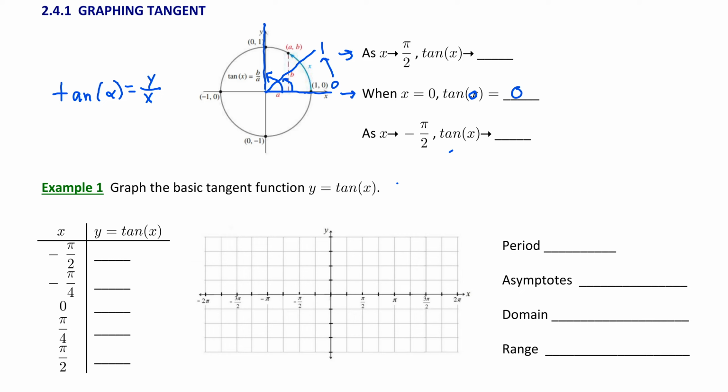As we continue rotating towards pi over 2, as the angle increases from pi over 4 to pi over 2, the value of tangent also increases. But as soon as we approach or reach pi over 2, then this ratio y divided by x becomes undefined. 1 divided by 0 is undefined. We know that tangent is undefined at pi over 2. For that reason, we're going to have a vertical asymptote on the graph at pi over 2.